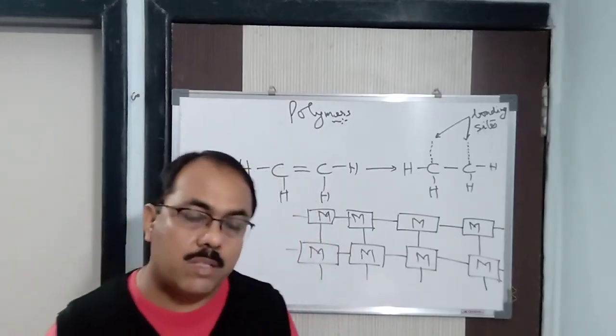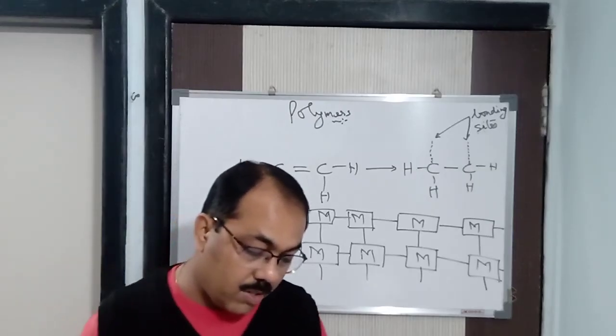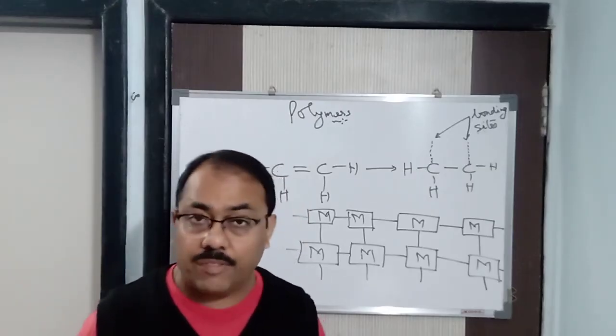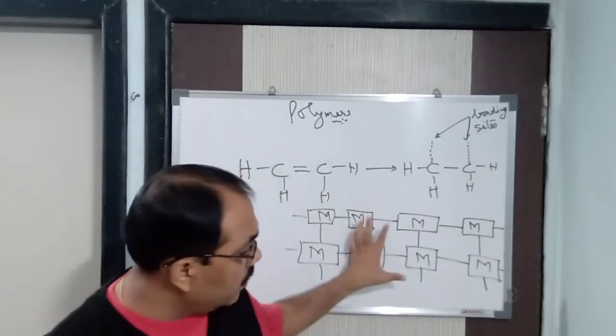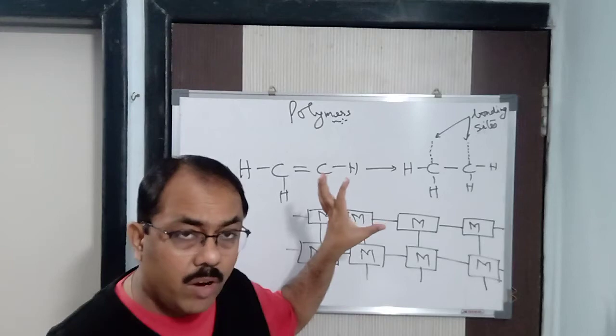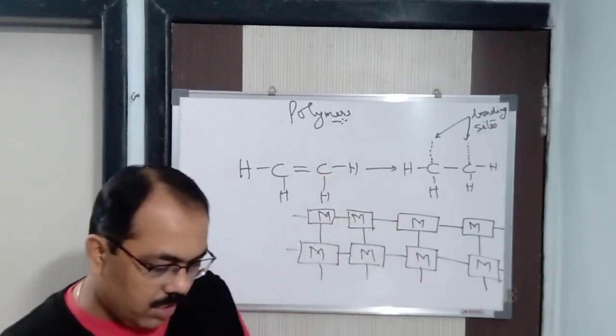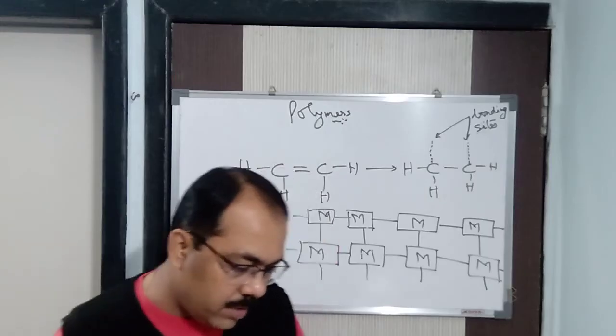So such polymers possess high strength, high heat resistance, and are quite hard and tough. Alright, these polymers have high strength, high heat resistance, and they are quite hard and quite tough. These particular polymers, we can say that. Got it? Clear?